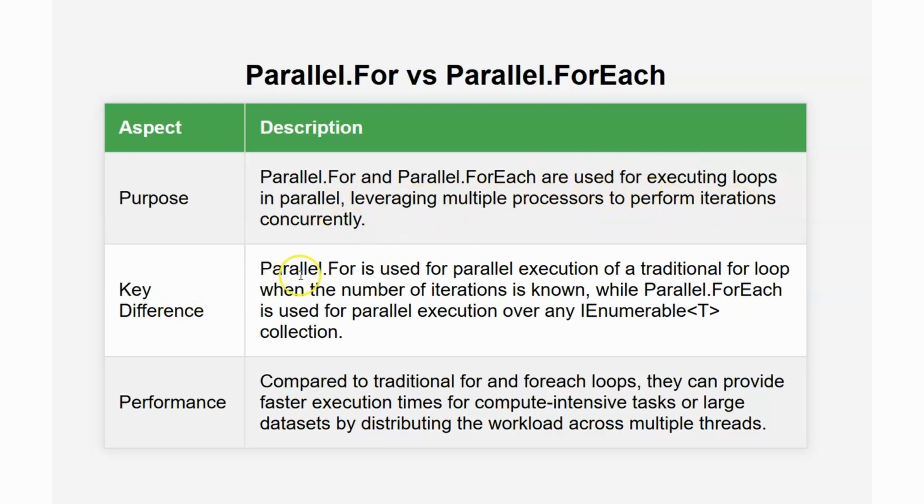concurrently. The difference between the two is that Parallel.For is used for parallel execution of a traditional for loop when the number of iterations is known, and Parallel.ForEach is used for parallel execution over any enumerable collection. Both of them, compared to the traditional for and foreach loops, can provide faster execution times for compute-intensive tasks or large datasets. Now, let's start with a small code example, and then we're going to see how we can use them in our code and what the difference between the two methods is.